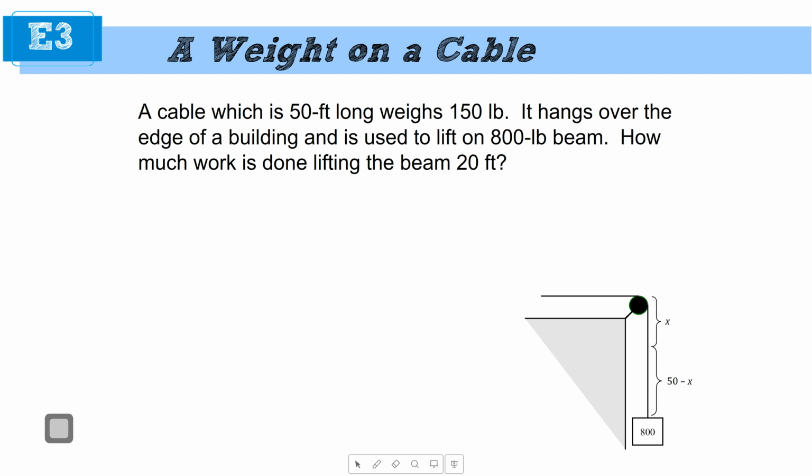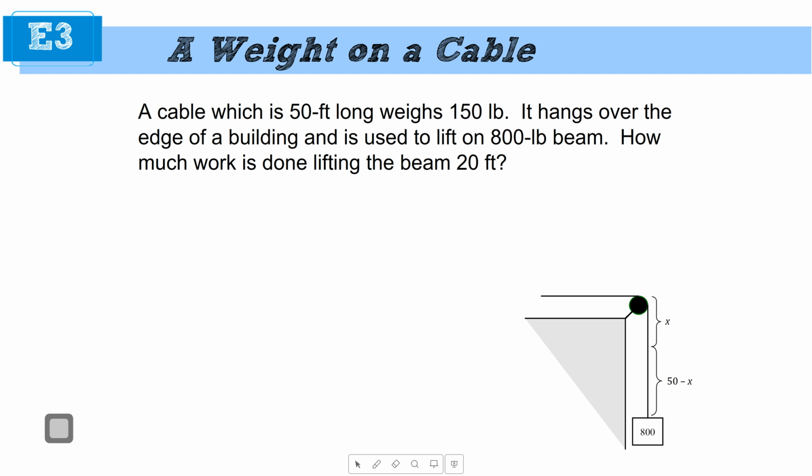I have a 50-foot long cable that weighs 150 pounds. Therefore, how much does each foot weigh? 3. 150 divided by 50 is 3. Sorry, 3 pounds per foot of that cable.